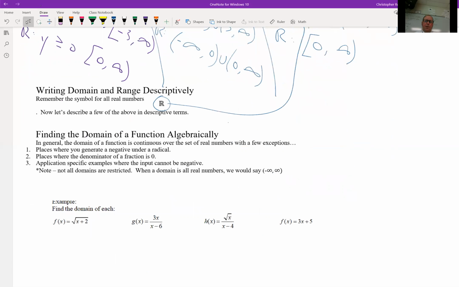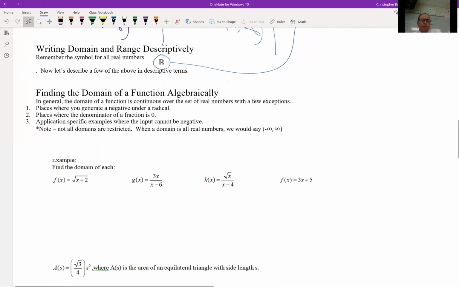It gets a little bit more difficult and we have to do a little more processing if we give you the equation. So you have to remember there are a couple things to really look out for. When I look at the first problem, without reading through all this stuff, I ask: can I take the square root of a negative? No. So that means there's going to be a domain restriction here.